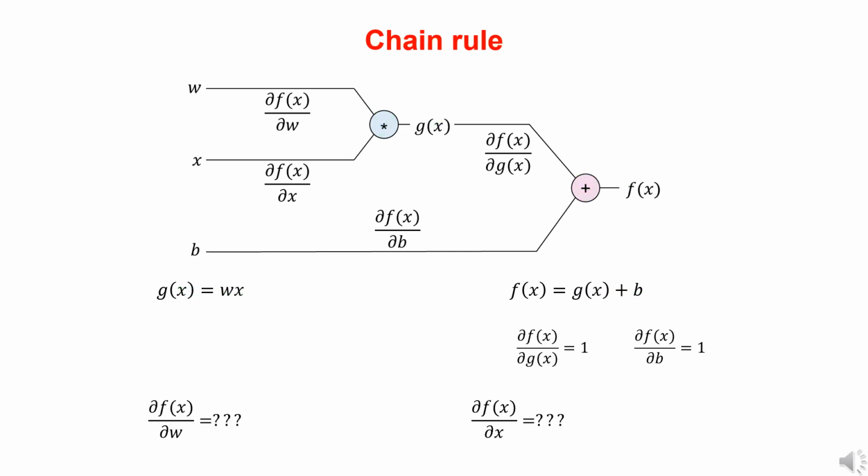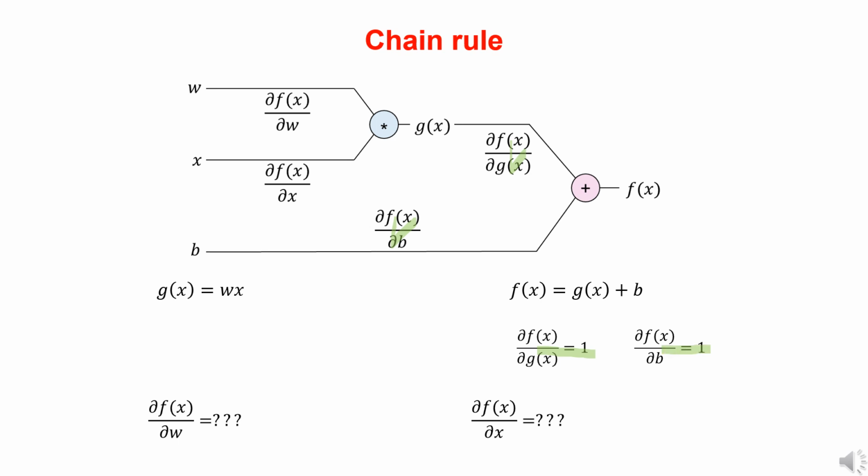As mentioned in the previous slide, in the backpropagation process, we calculate the effect of each input on the result by taking partial derivatives, based on the error calculated at the output layer. First, if we calculate how g affects f by taking the partial derivative, the result will be 1. Similarly, if we calculate how b affects f by taking the partial derivative, the result will also be 1.